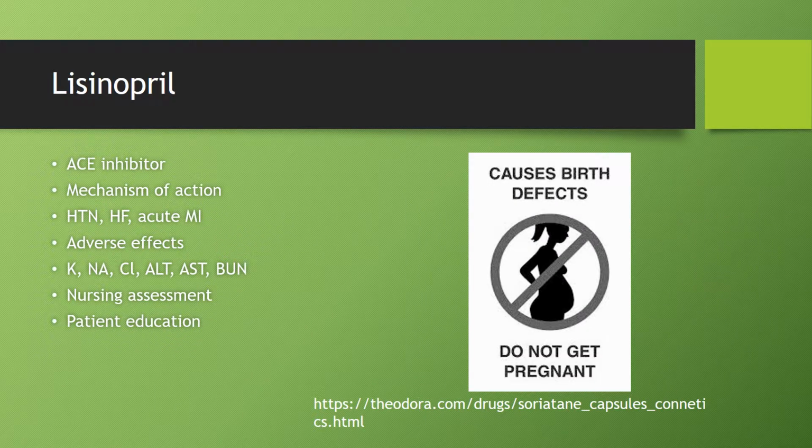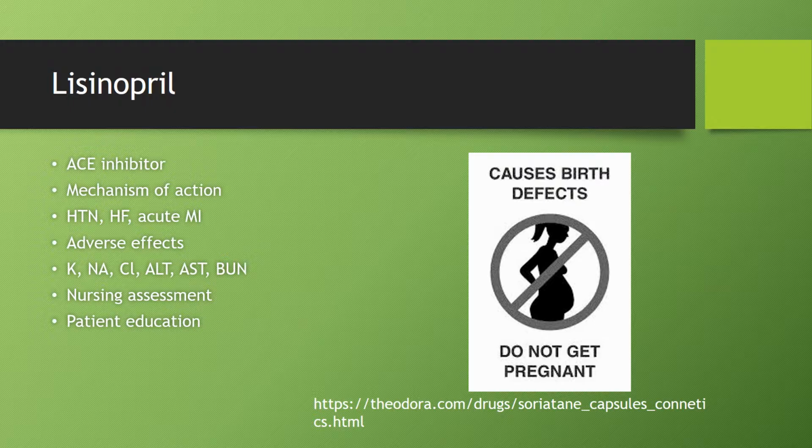Lisinopril is an ACE inhibitor. It blocks the conversion of angiotensin 1 to angiotensin 2, which is a potent vasoconstrictor. Lisinopril prevents sodium and water reabsorption by inhibiting aldosterone, which decreases blood volume and blood return. It is used for treatment of hypertension, heart failure, and acute MI. Adverse effects include hyperkalemia, dry cough, decreased renal function, and although it's rare, angioedema.